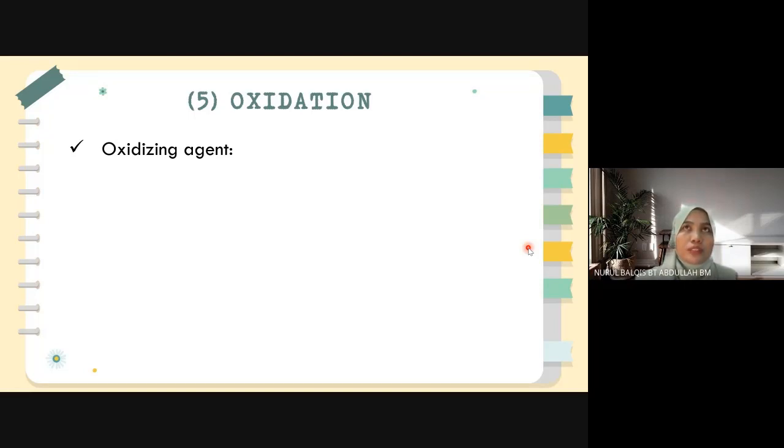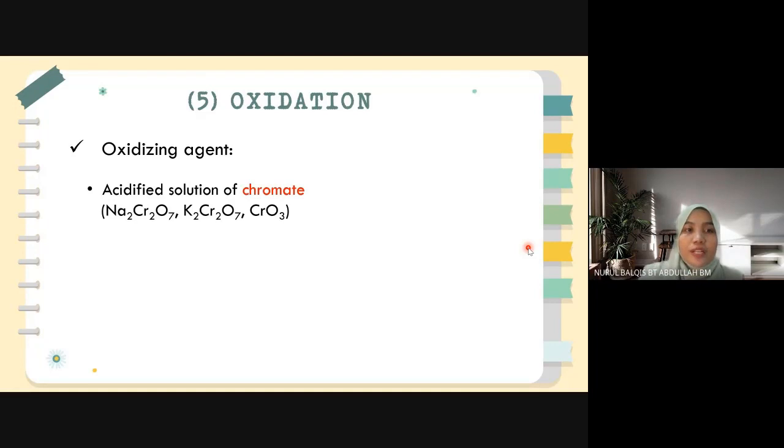Lagi apa awak jumpa? Awak baru jumpa KMnO4 kan? Okay, sebenarnya kita ada more than one oxidizing agent. So, you can use this acidified solutions of chromate. Okay, ni cara tulis dia. Boleh pilih salah satu. Tak kisah. Tak payah tulis semua sekaligus. Pilih salah satu.